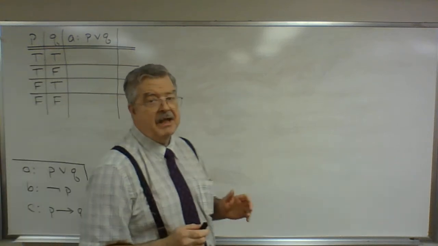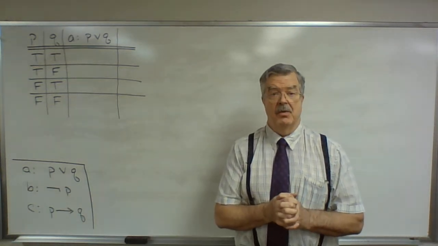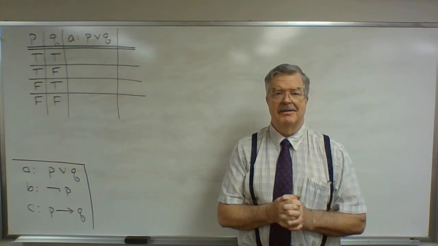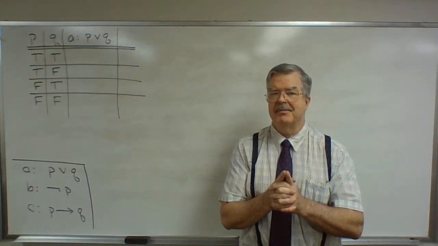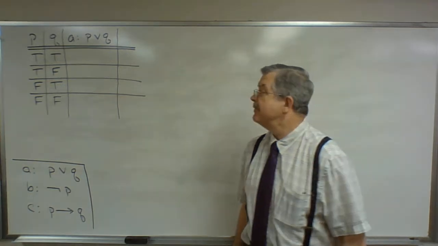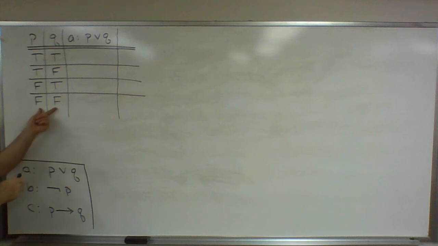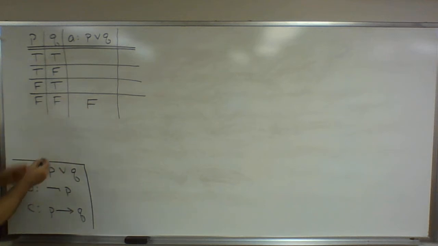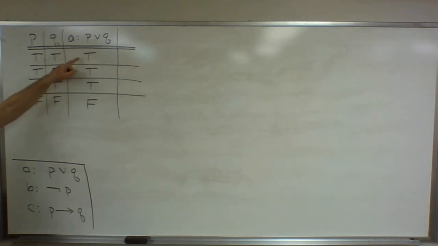This is an or statement, or a disjunction. So what's the special case for an or? The only time it's false is when both statements are false, right? So you look for a case where both P and Q are false, and here it is. This is the only time that the statement P or Q is false. All the other times it's true, so we can fill in these other cells without even thinking.